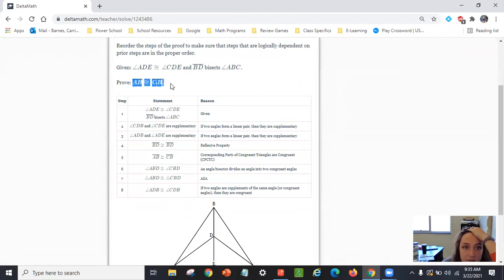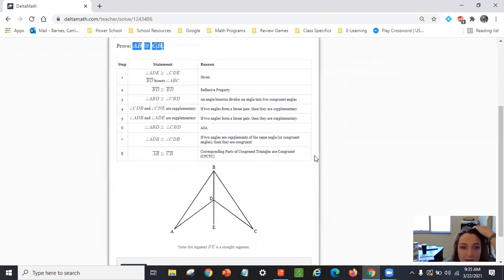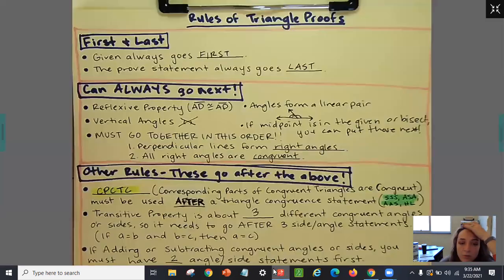So given, prove is this, drag to the end. Reflexive can go next. Because it says bisects, we can say anything about bisects next. So bisects. You can also put linear pair anywhere in there. It's just saying that they form a line together, so that's fine. And then let's see, if two angles are supplements of the same, then they're congruent. So that one is going to need to go before. Do you see how this statement right here is containing the same letters as that one? That was actually one of our requirements.